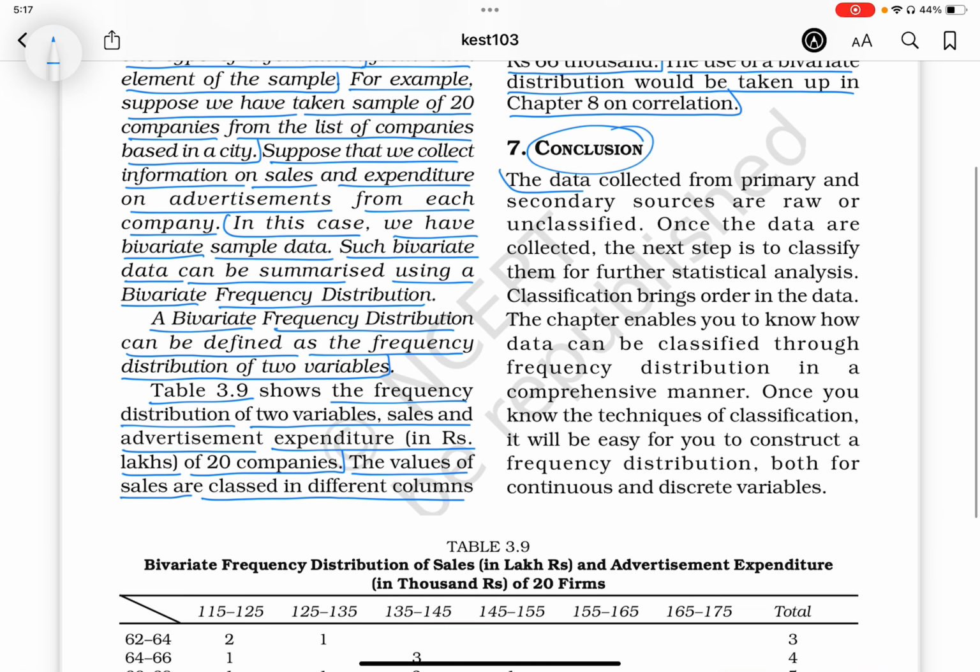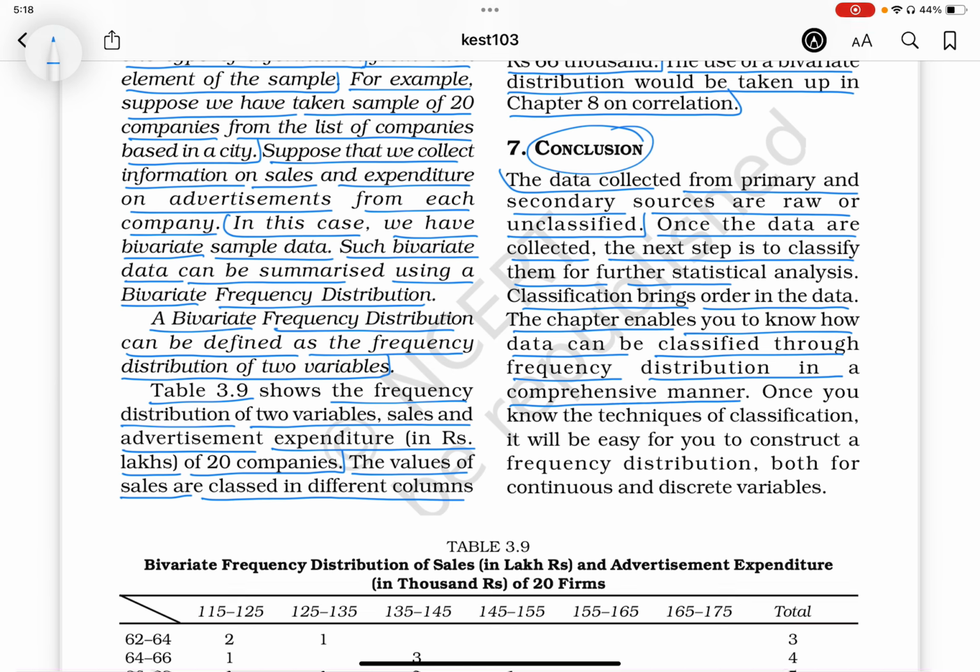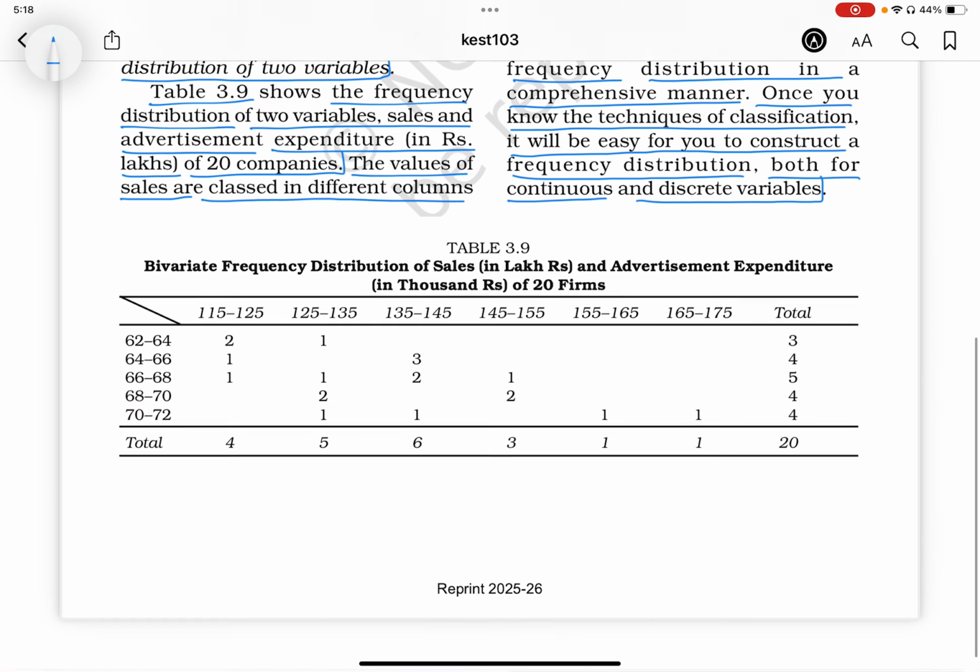अब आ जाते हैं कंक्लूजन. The data collected from primary and secondary sources are raw and unclassified. Once the data are collected, the next step is to classify them for further statistical analysis. Classification brings order in the data. The chapter enables you to know how data can be classified through frequency distribution in a comprehensive manner. Once you know the technique of classification, it will be easy for you to construct a frequency distribution both for continuous and discrete variables.